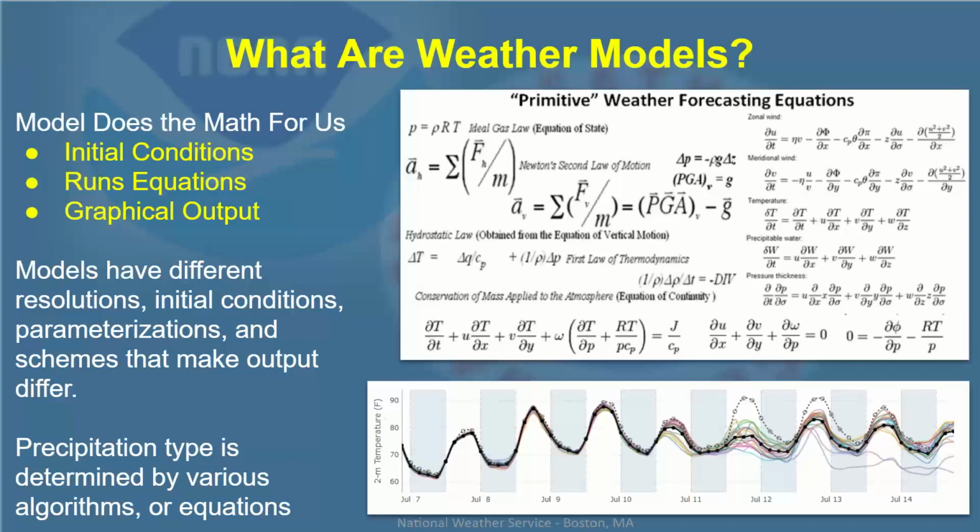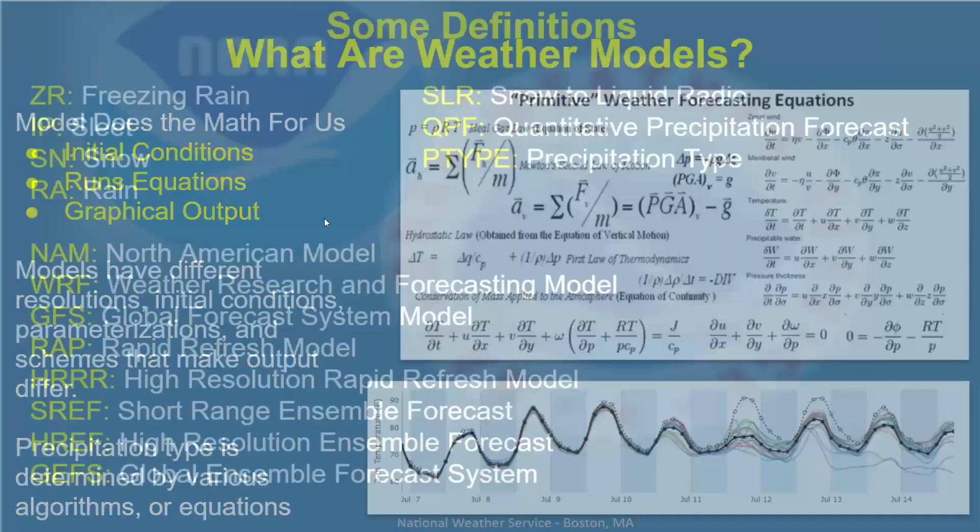Each of the models has different resolutions. Some work on a much higher resolution, like the ones we show for thunderstorms or snow bands. They have different initial conditions, so the observations going in are tweaked a little bit. And some of the different parameterizations, which we'll talk about tonight, make the output differ, and that's what we want to see. We want to see a forecast from the GFS maybe different than the NAM, different than the Canadian, different from the European model. Because if they're all the same, what's the point of running all these different models? When we talk about precipitation type and snowfall, these are also determined by various algorithms, or simply put, equations.